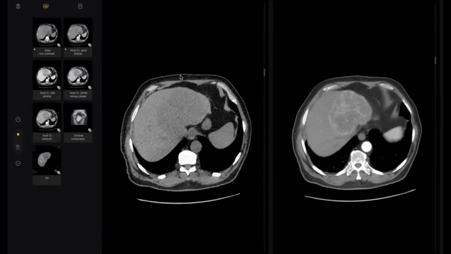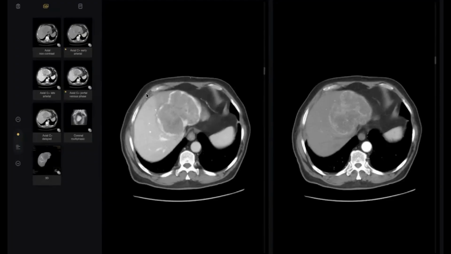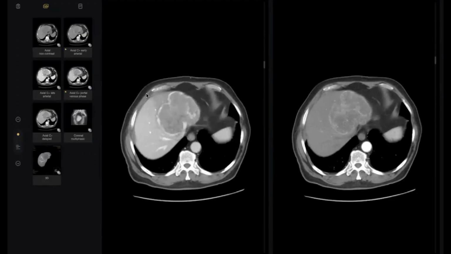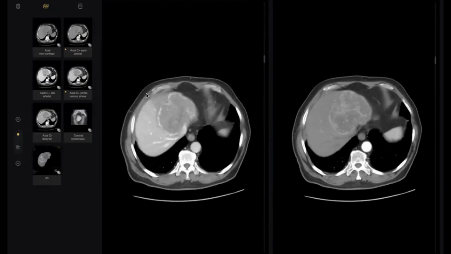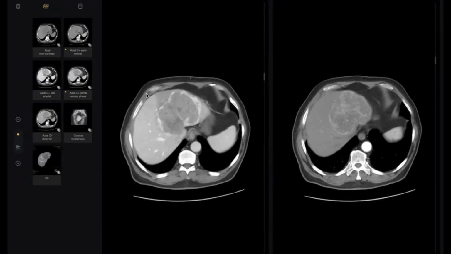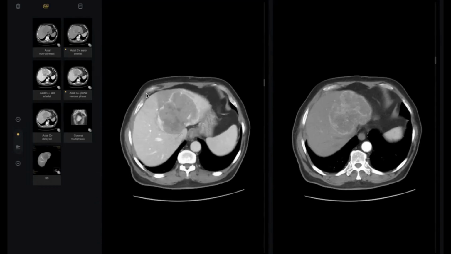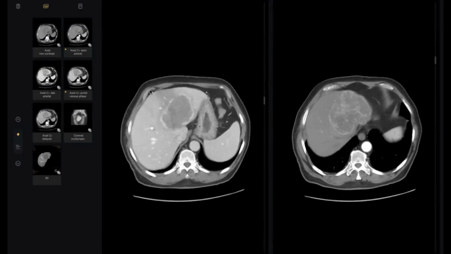I want to look at the portal venous phase to look for washout of this lesion. On the portal venous phase, there is central washout in this lesion, and a hyper-enhancing rim surrounding this lesion. Given the criteria of non-rim arterial phase hyperenhancement and central washout, this is highly concerning for HCC. I want to look at the portal vein and the hepatic veins to check for extension of this lesion into the hepatic veins.